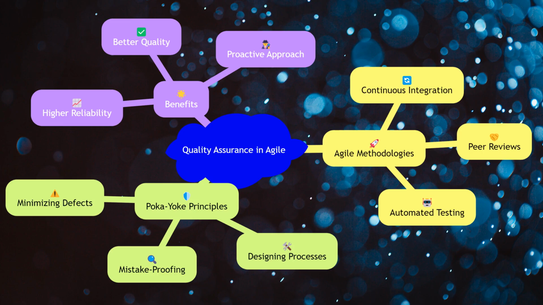Quality assurance practices and agile methodologies can benefit greatly from Poka Yoke principles. Automated testing, continuous integration, and peer reviews are all methods of mistake proofing that help catch errors early in the development process. By designing processes that minimize the risk of defects, teams can ensure higher reliability and quality in their deliverables. Poka Yoke encourages a proactive approach to quality, where potential issues are identified and addressed before they become problems.